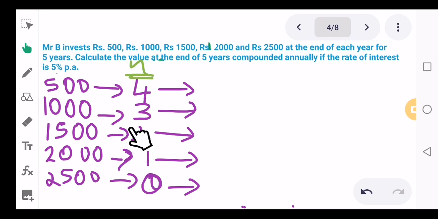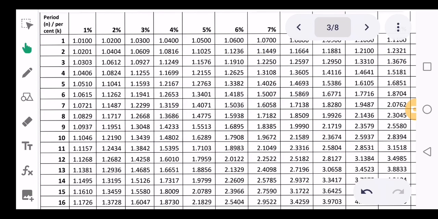So in this case, how do you calculate? We need to first see what the rate of interest is. The rate, that is your i, is nothing but 5%. So 5% for 4 years is what we need to find, for which we'll use this table. This table is the future value interest factor table for single cash flow.